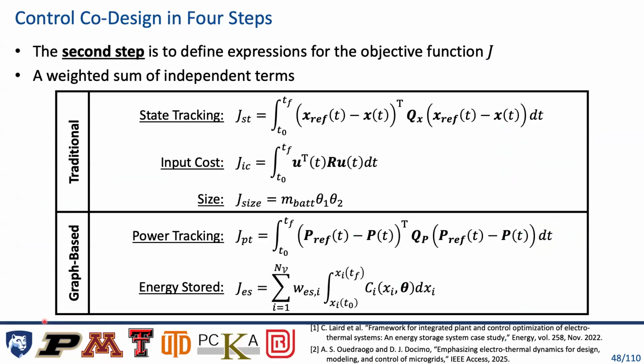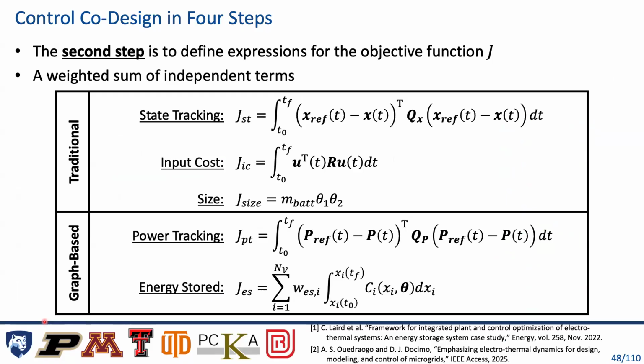Right? Of course, if you're doing optimization, you should have some sort of objective function. We have traditional objective functions that have been explored in great detail: state tracking, input cost, size, and things along those lines. But the graph-based models also leverage a few things that are useful if you're really focused on energy.